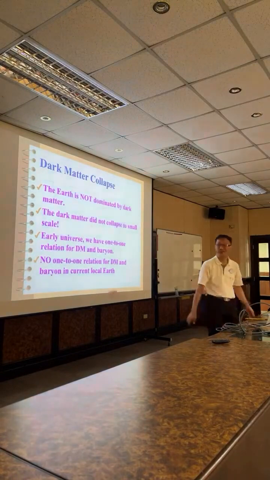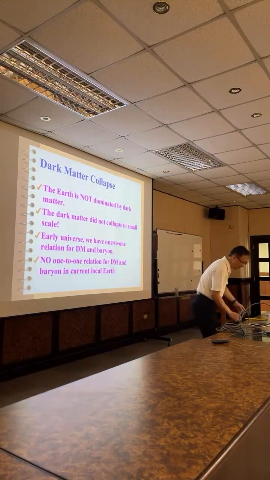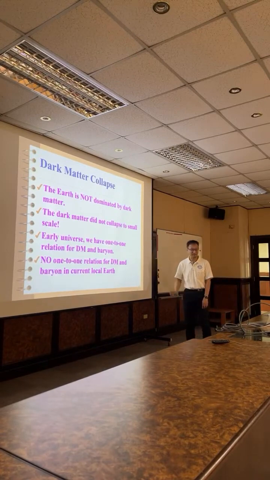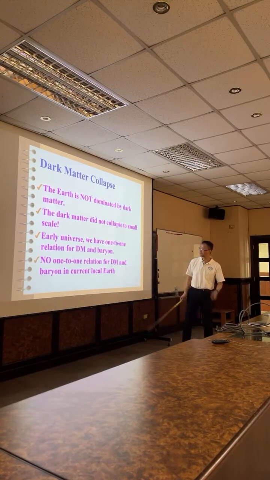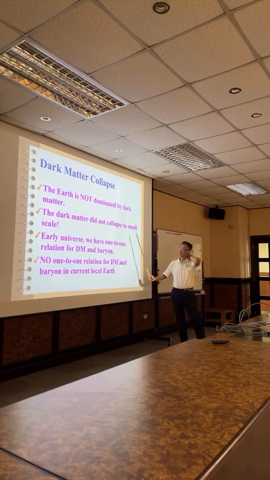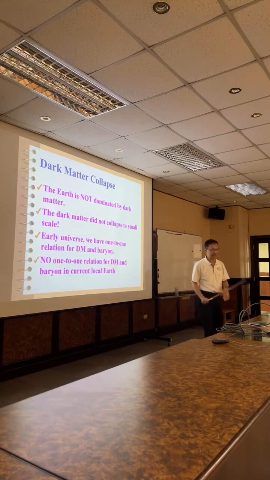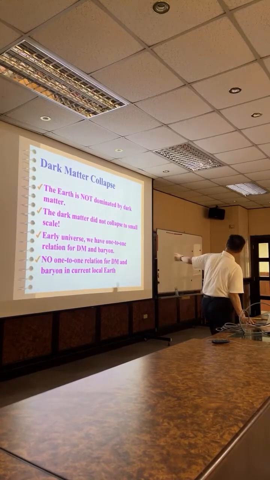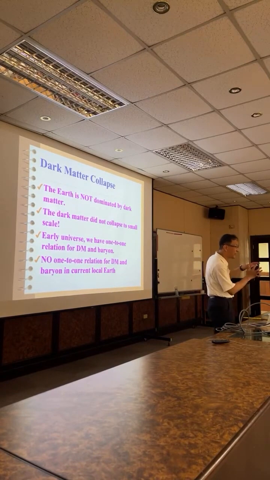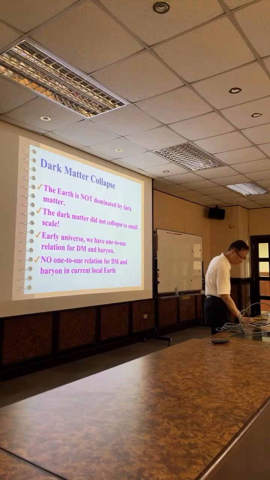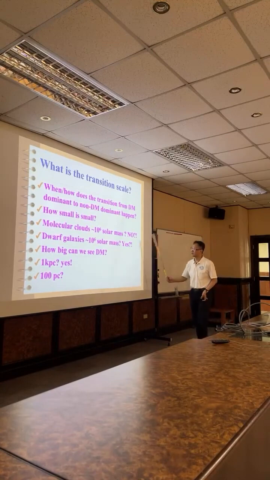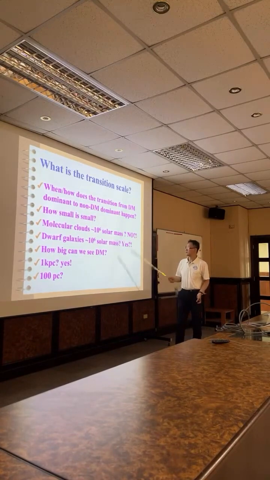Well, I don't have time. There's something else, very quick. Another question is about dynamics, right? The question is when we should see the dynamic collapse. In the early universe, we have a one-to-one, invariant dynamic relation. But what is the transition scale? In the molecular cloud, for example, it's 10 to the 6. We don't see a dynamic.